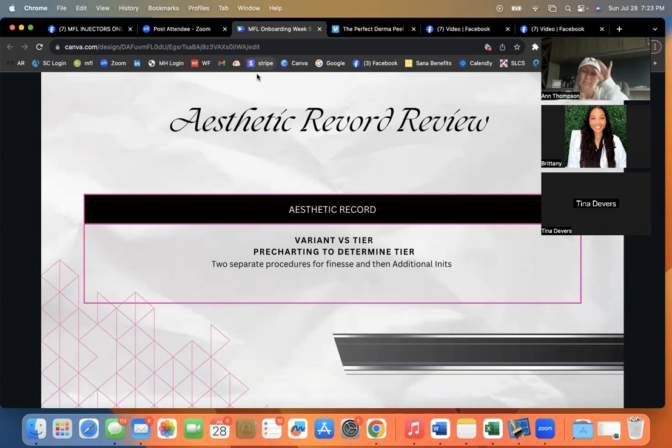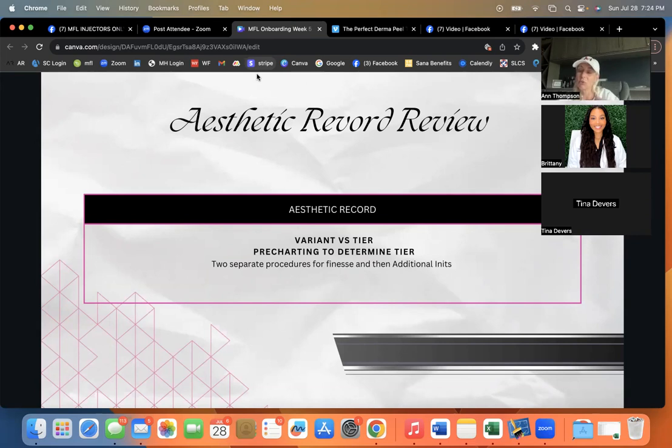So what that means is if a patient gets 40 of Botox and they actually qualify for a tier, the injector would accidentally forget to go to that variant and then choose that Botox variant or that Botox tier, and they would just charge them the regular product. And it's significantly more expensive that way if you do forget to do it.